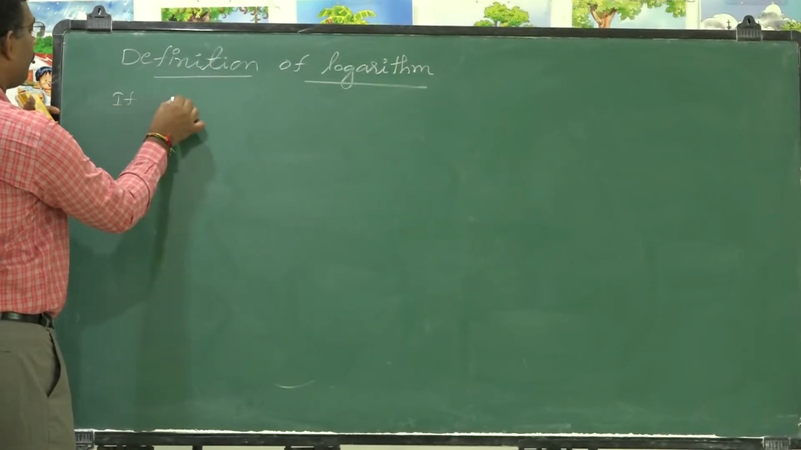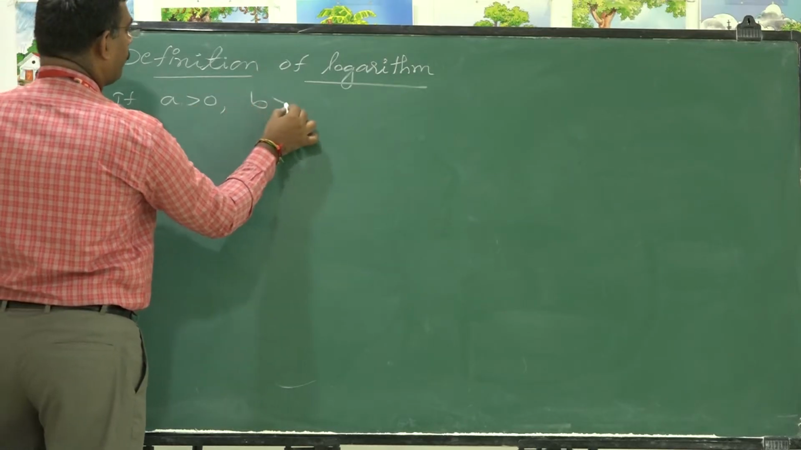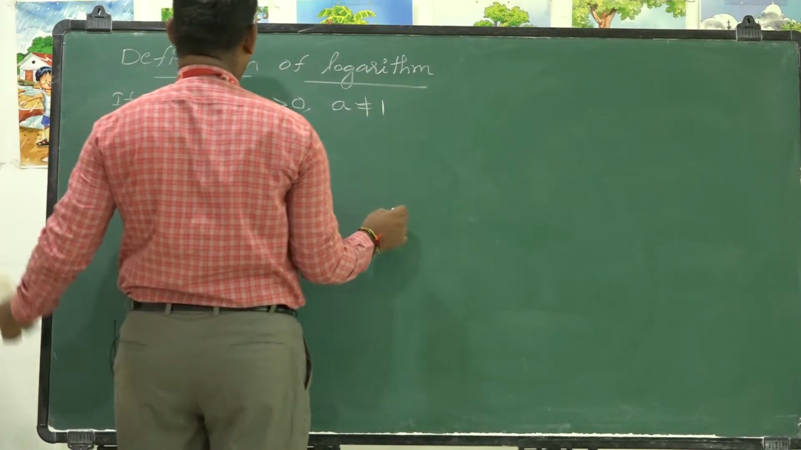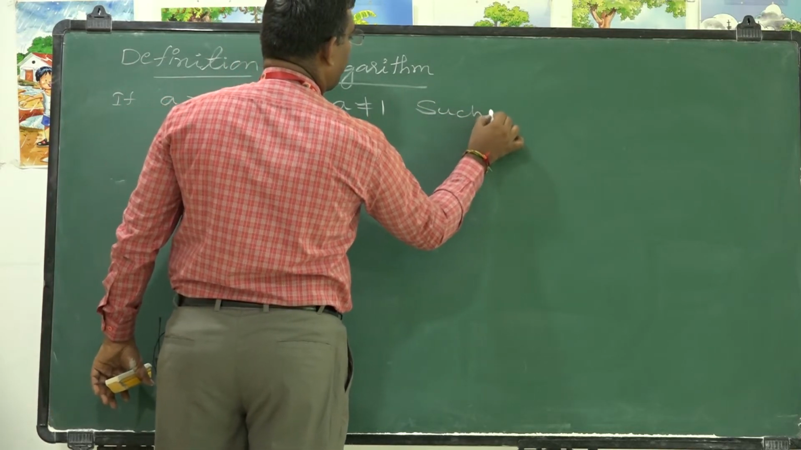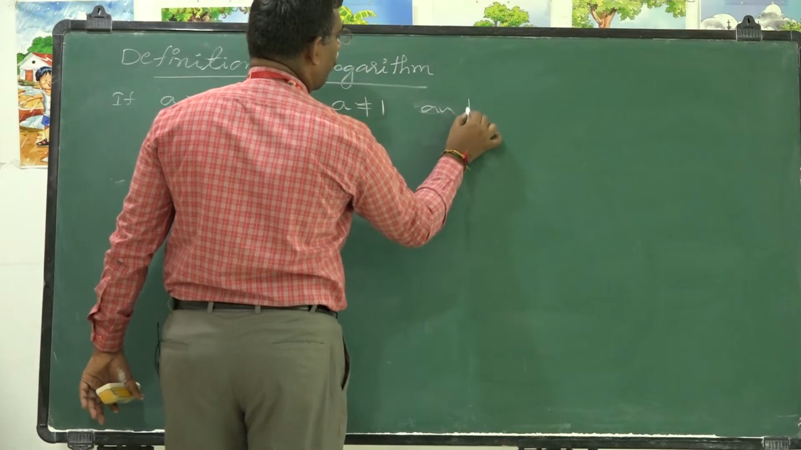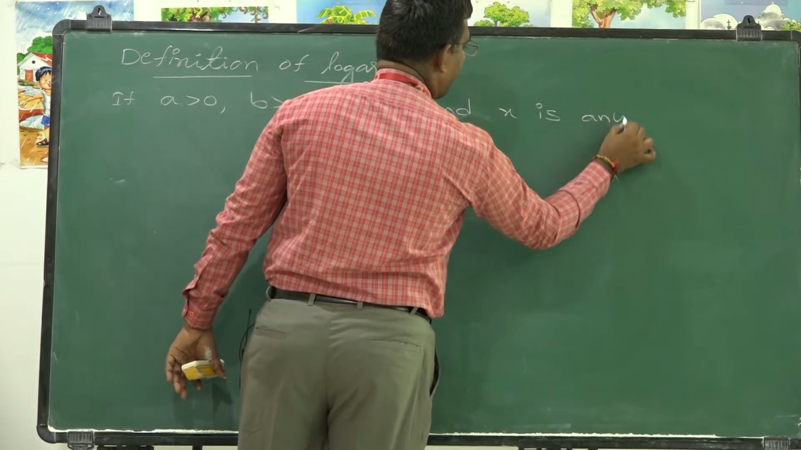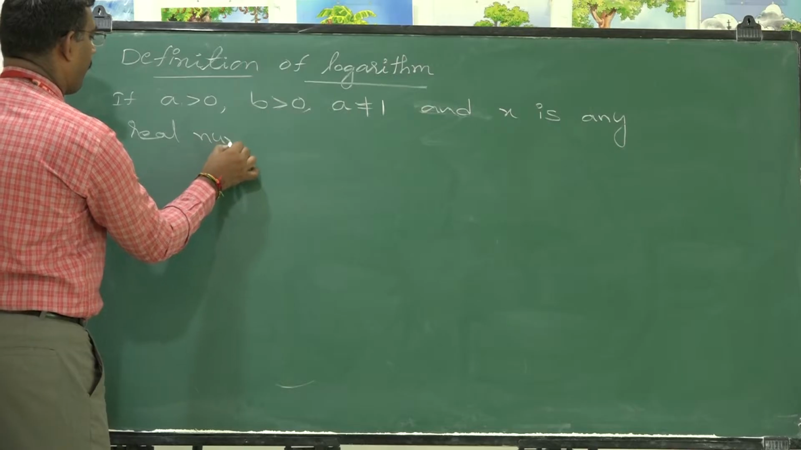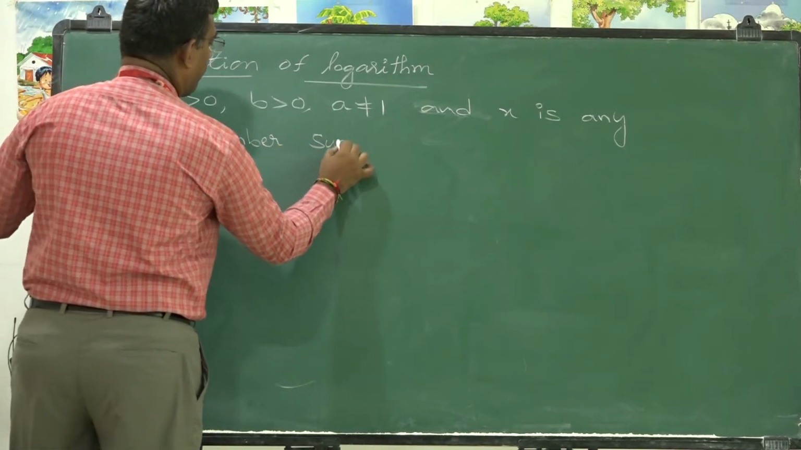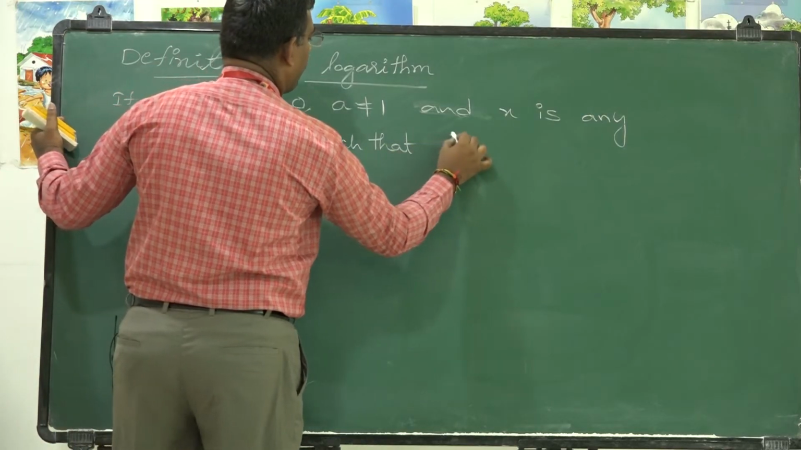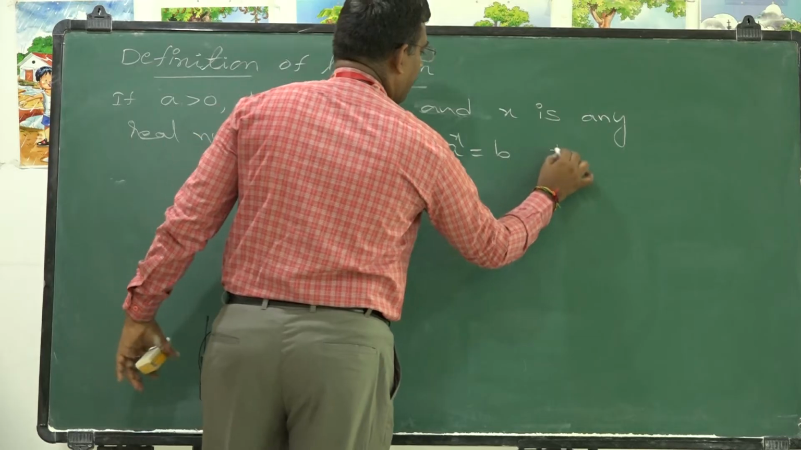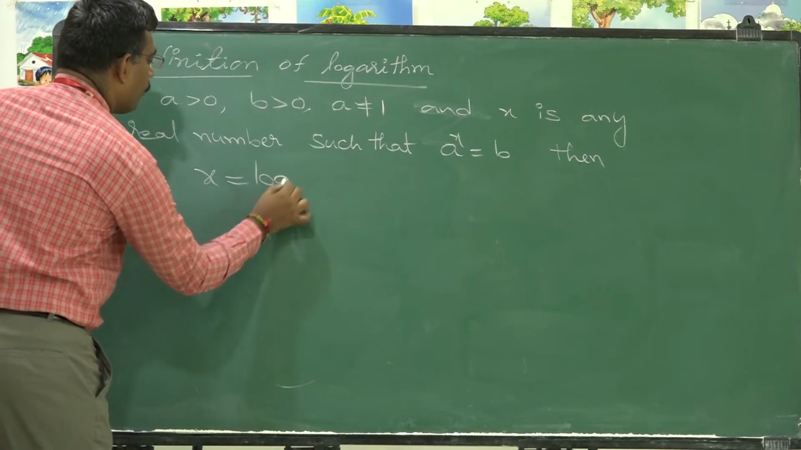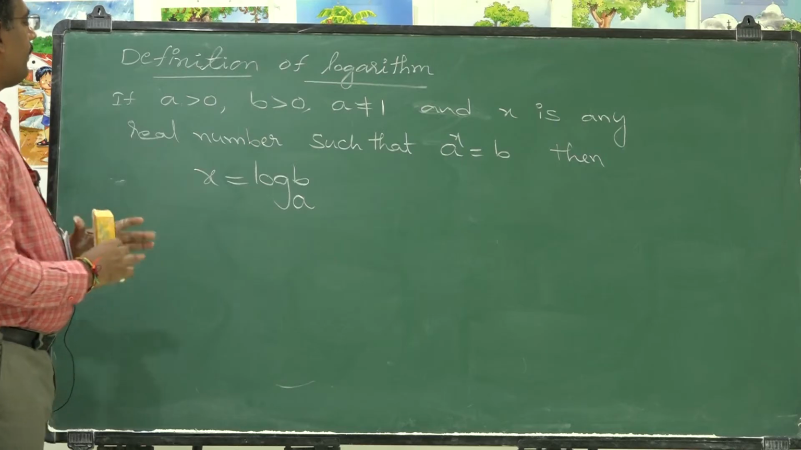If a is greater than 0, b is greater than 0, a is not equal to 1, and x is any real number, such that a power x is equal to b, then x is called logarithm of b to the base a. So this is the definition of logarithm.